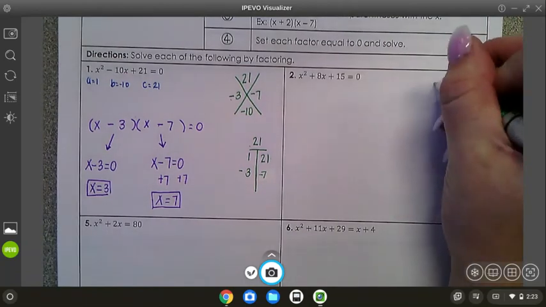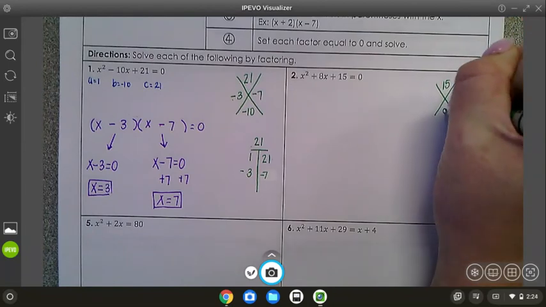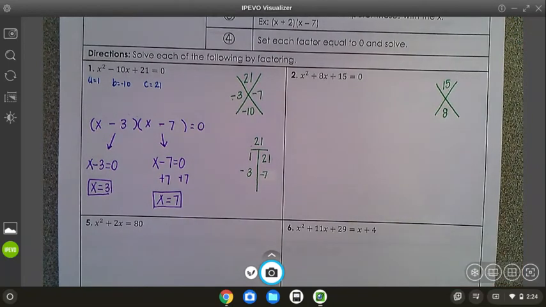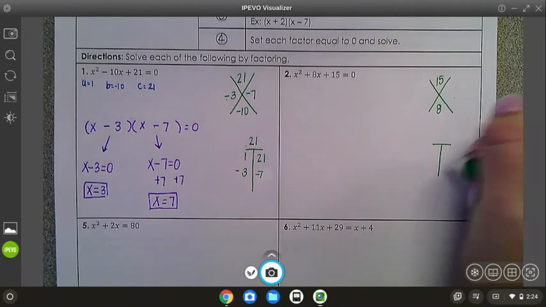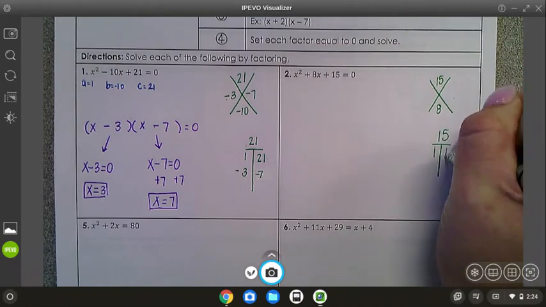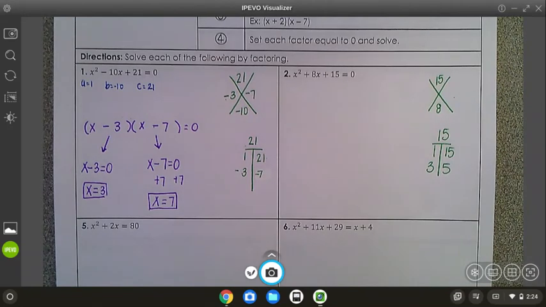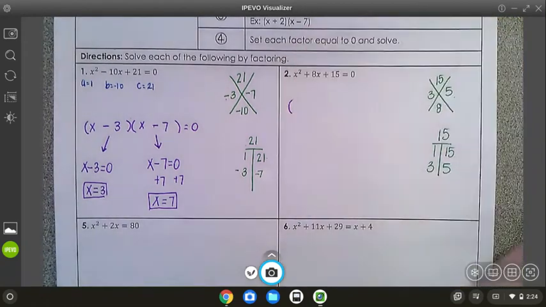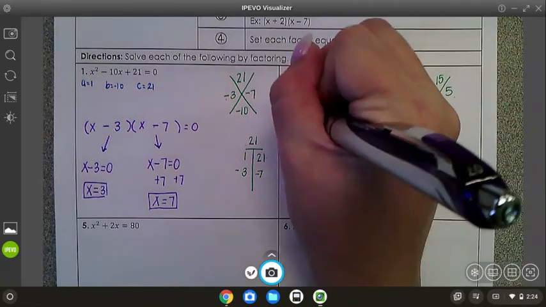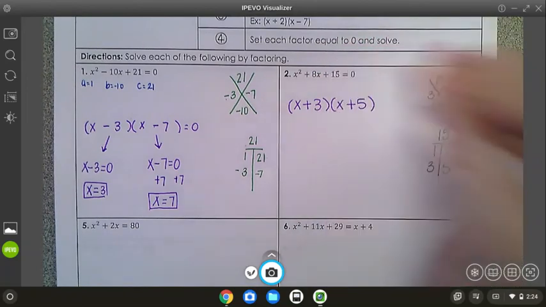So number 2, we're looking for two numbers that multiply to be 15 and add to be 8. If you know those numbers, go ahead and write those in. If not, we can go try to figure those out. 1 and 15, 3 and 5, that's it. So of those, 3 and 5 add to be 8. So my factors are going to be x plus 3 and x plus 5.